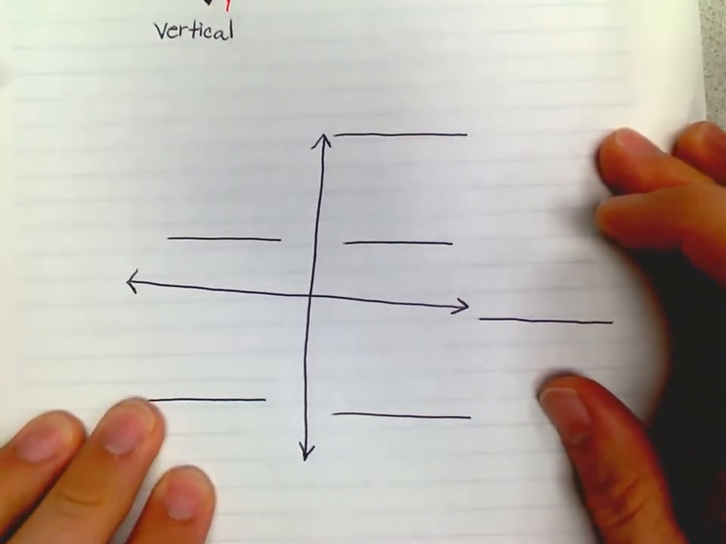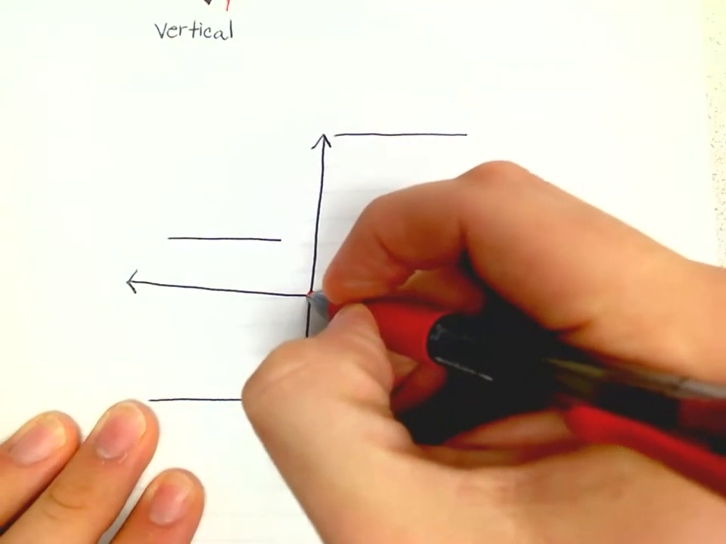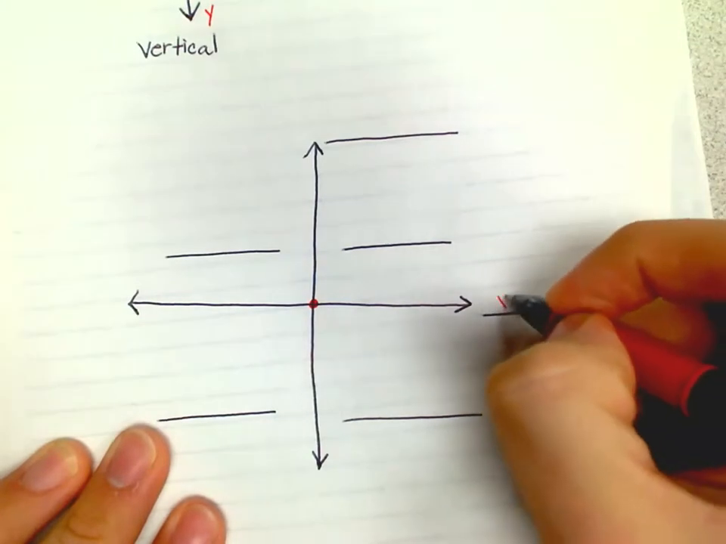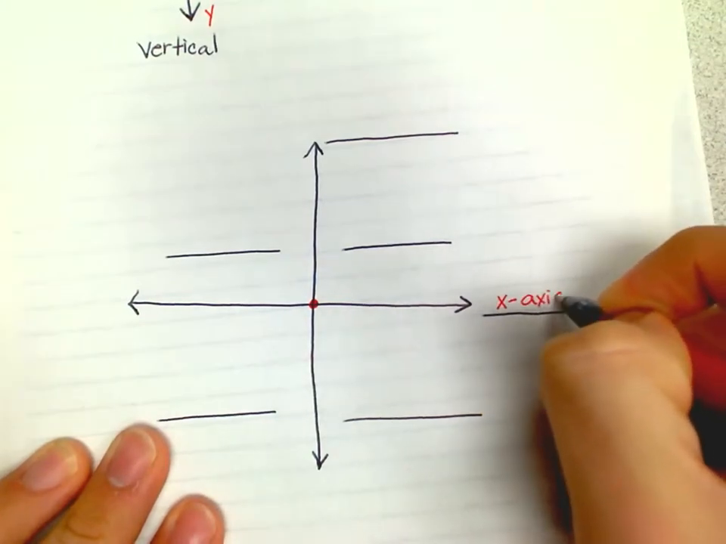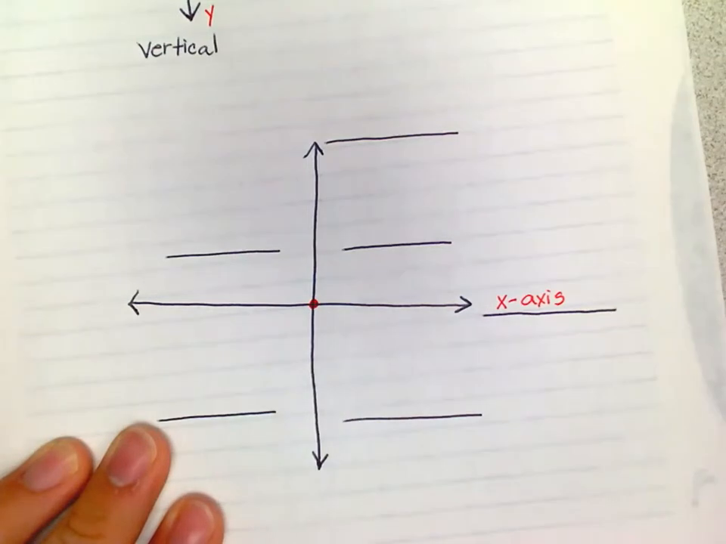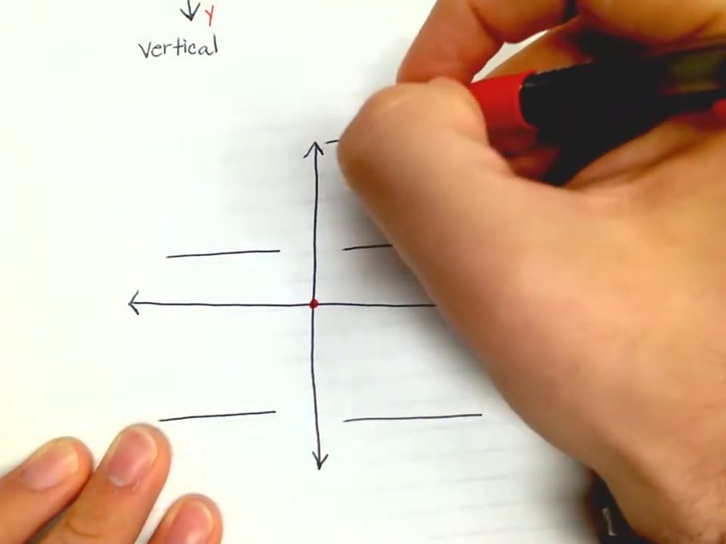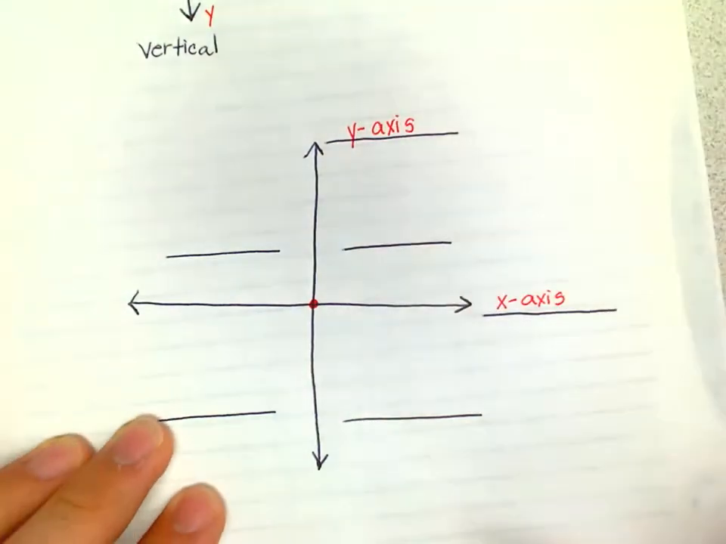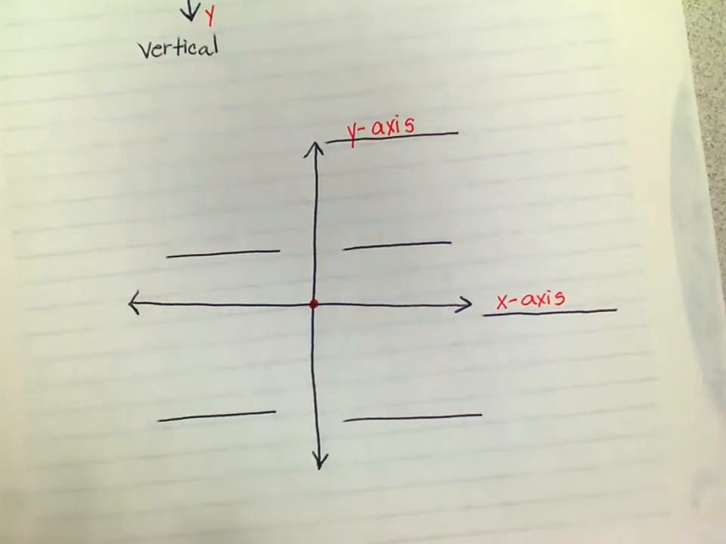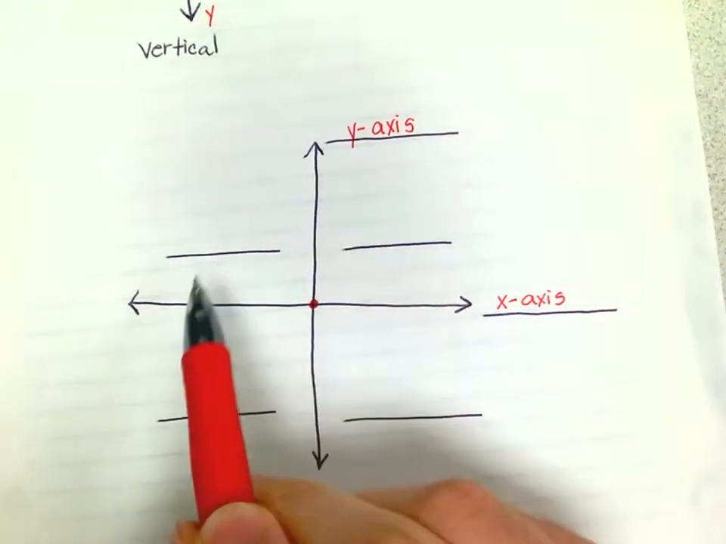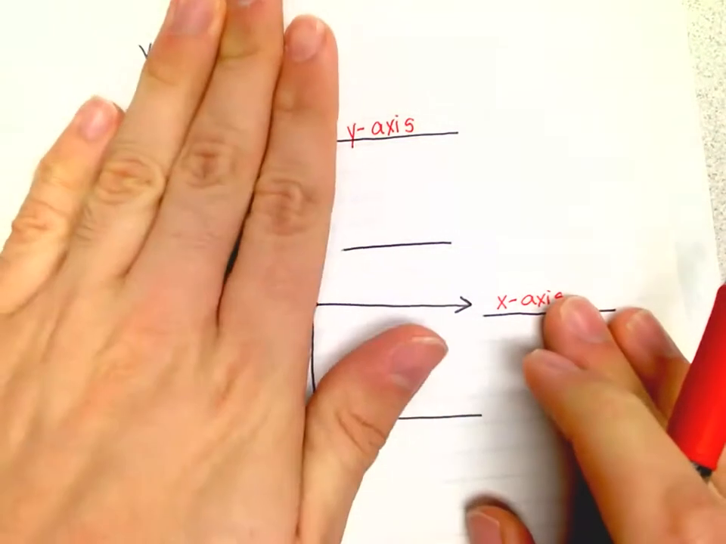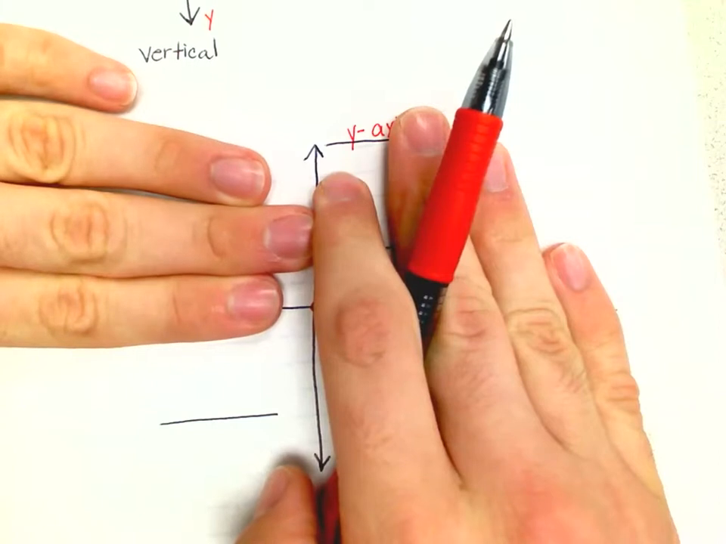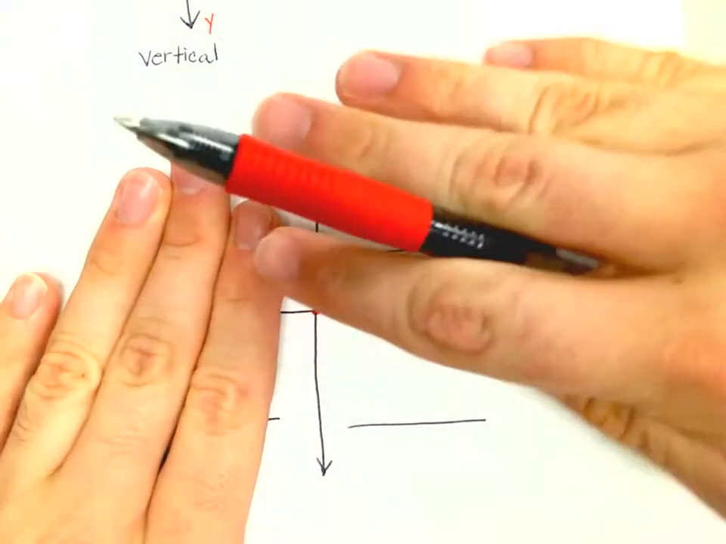We get something that looked like this, where this was the intersection between the two lines. We call this the x-axis. That's the horizontal line. And we call this up here the y-axis. This is the vertical line. Okay, so we can see that each of these are broken into 4 pieces. There's a piece, there's a piece, there's a third piece, and there's a fourth piece.